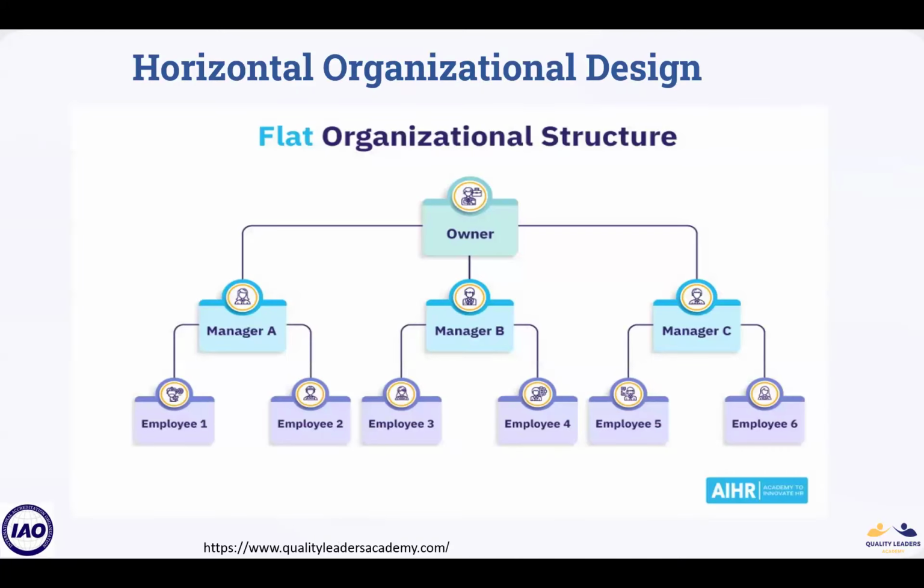organizational structure. Here you see there's an owner, three managers and 6 employees reporting directly to those managers. There are very few or minimal mid-level managers or layers in between. So here, departments report directly to the leader, and most of the time, what happens in horizontal organizational design is the decision making is decentralized.